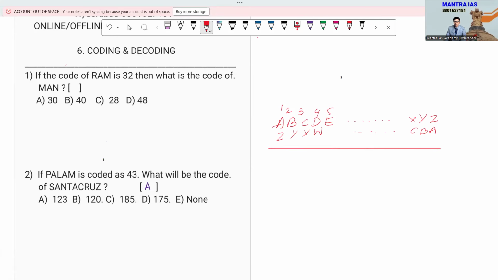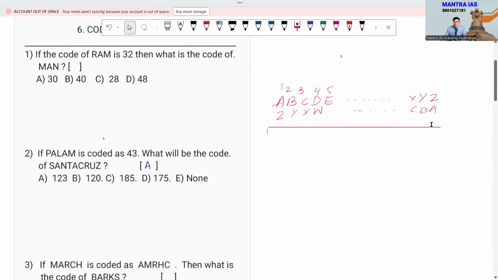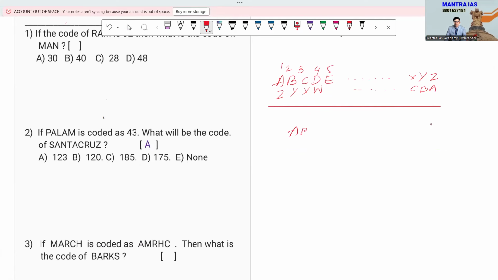But my friends, I don't want to tell you to write 26 letters forward and 26 backward and give the numbers. I'll tell you the simplest way. Write A to M first: A, B, C, D, E, F, G, H, I, J, K, L, and M. Stop here. Now start from N, O, P, Q, R, S, T, U, V, W, X, Y, Z.